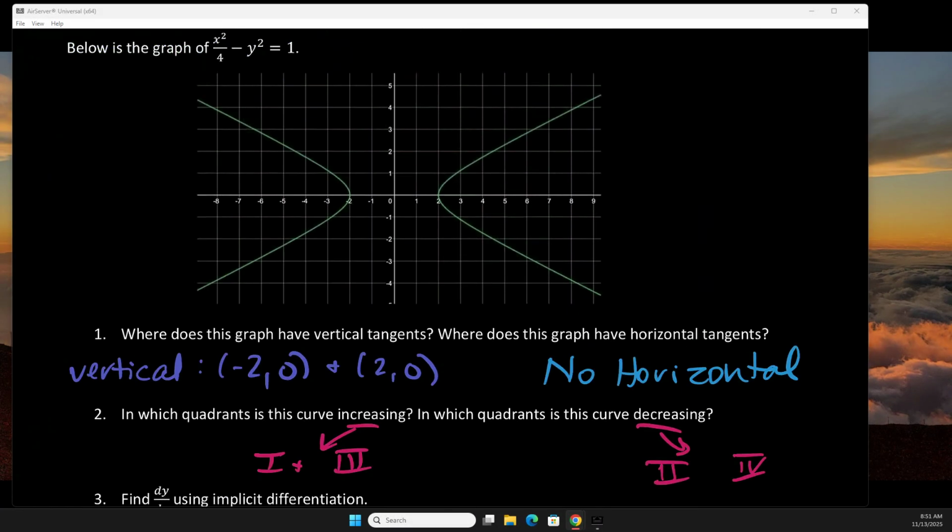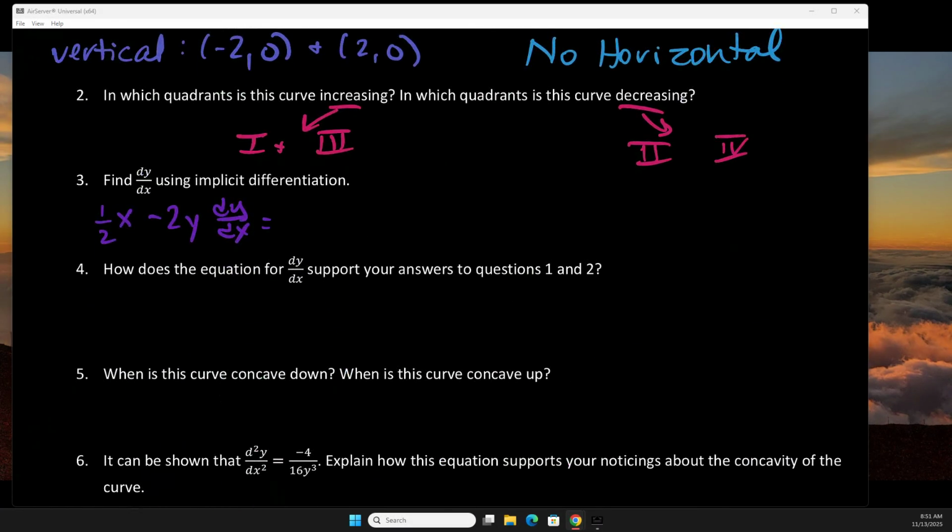And then the derivative of 1 is just, what's the derivative of 1? 0. Okay, so that's how you start it. You finish it by solving for dy over dx. This one isn't too complicated. We're just going to move the x over, and then divide by negative 2y.